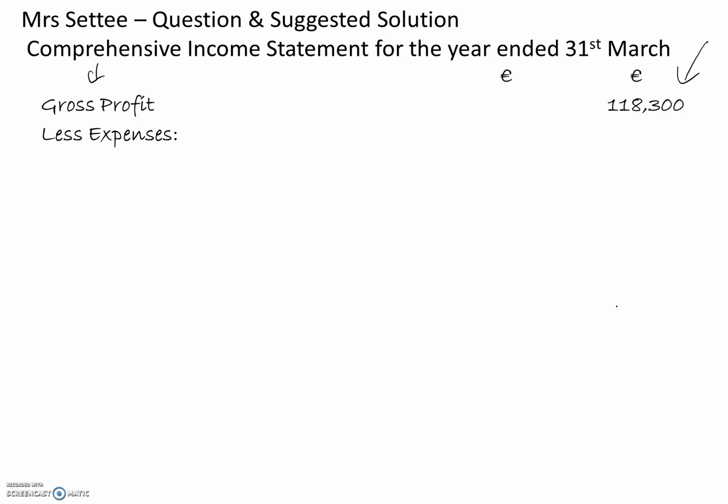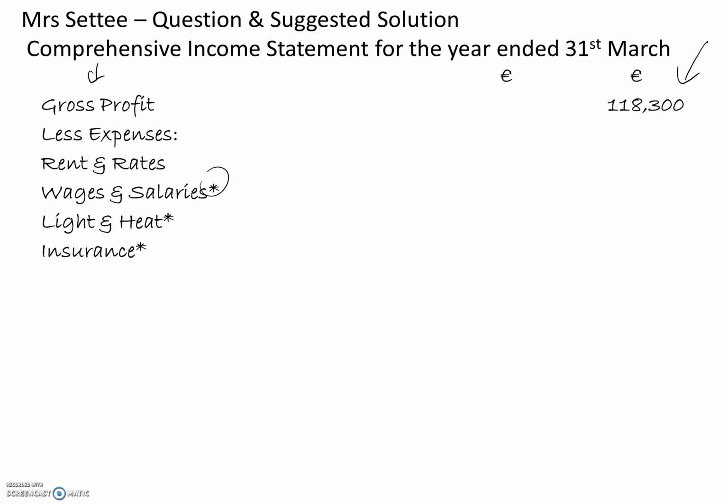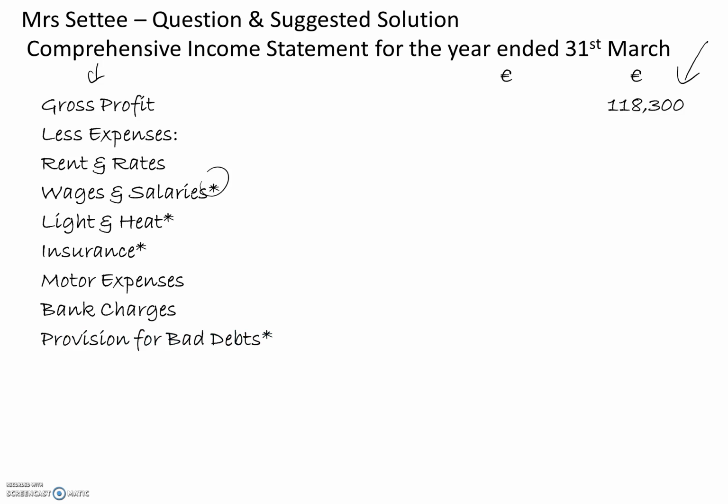So back here, less expenses, and just taking the items straight from the question, rent and rates, the wage and salaries, and remember there's a little adjustment on that. Likewise, light and heat is an adjustment, the insurance, and then we have the motor expenses straight from the trial balance, and the bank charges. Now there are some additional expenses. We have the provision for bad debts, we discussed earlier, and we also discussed it in video tutorial number 1.